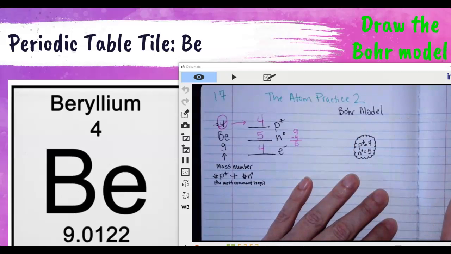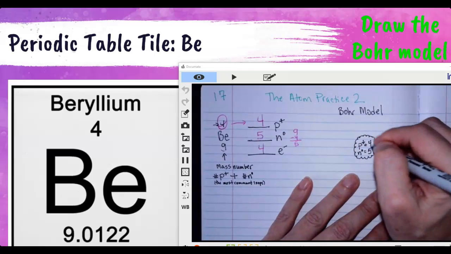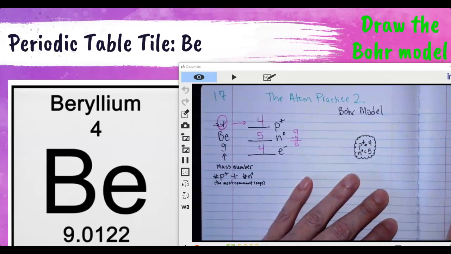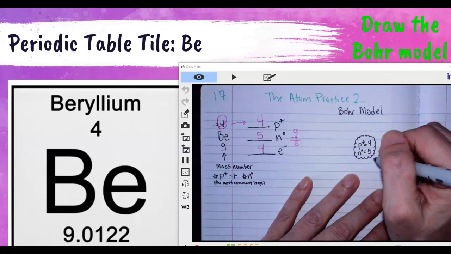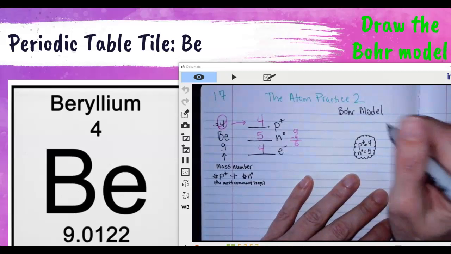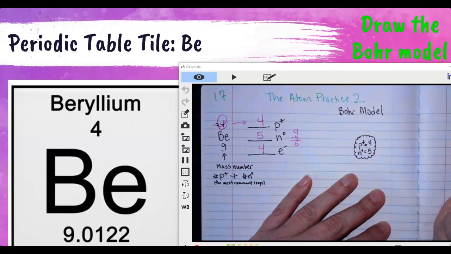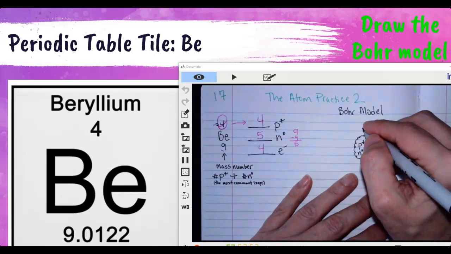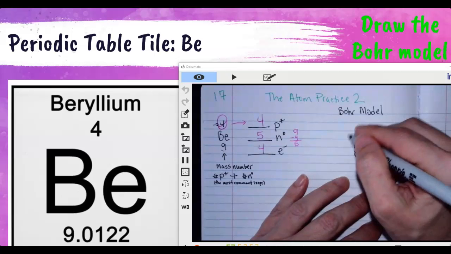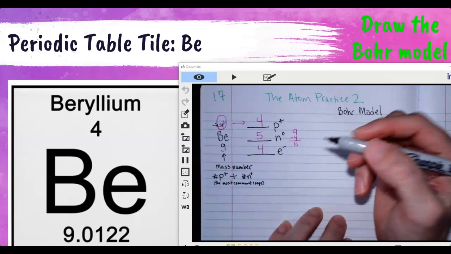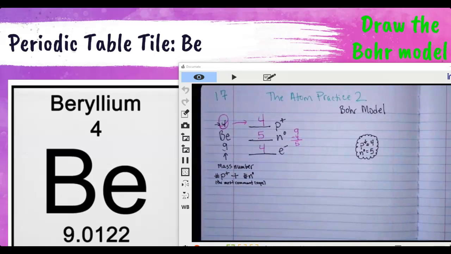Okay, that saves us a lot of headache in having to draw all those circles and then put positives in them and leave the neutrons blank. Okay, next we need to create some of those circles for the electrons. We need a total of 4 electrons.